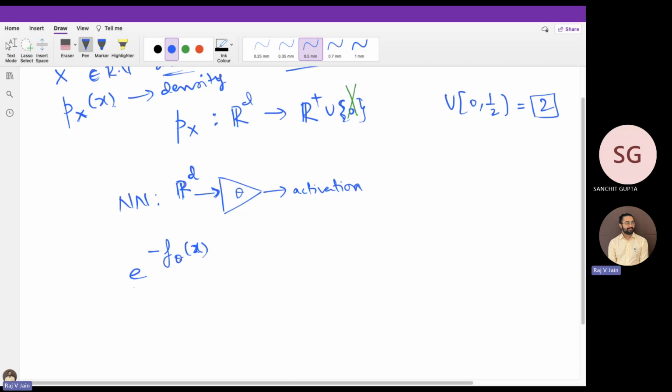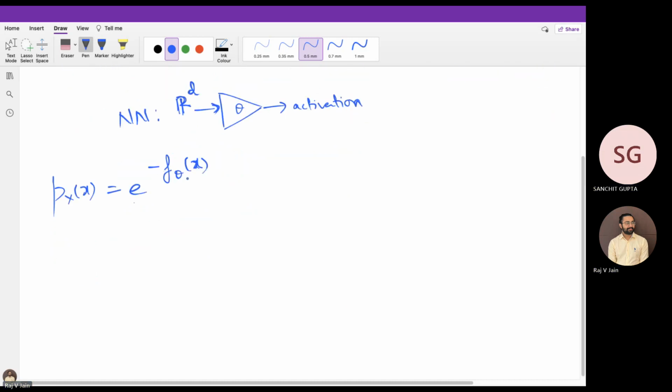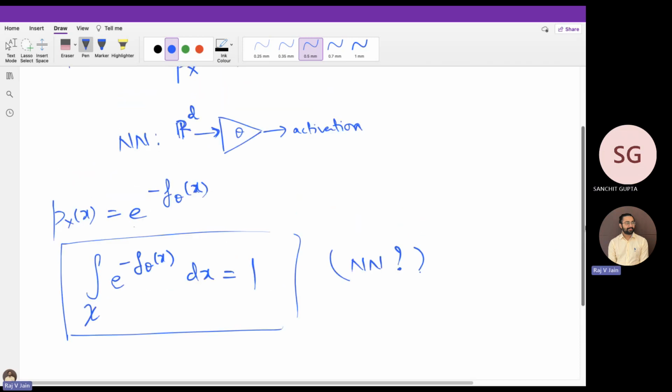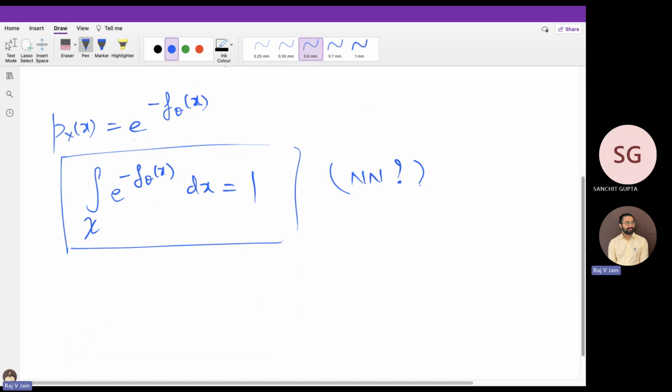Is this enough? Can I write p_x of x like this? Is there some property that p_x needs to satisfy to be a valid density? Right, the area under the curve should be equal to 1. So even with a learnable function, the issue is that the integral of e to the power minus f theta of x dx has to be equal to 1. Enforcing this for a neural network is the question. Okay, this is one issue that we have. Let's put a pin in it.